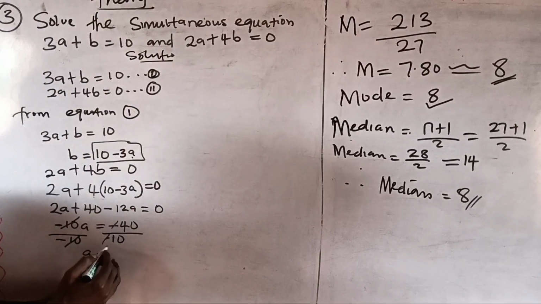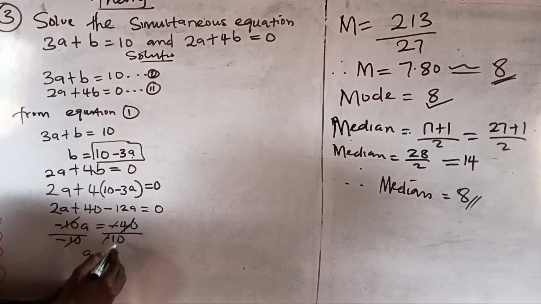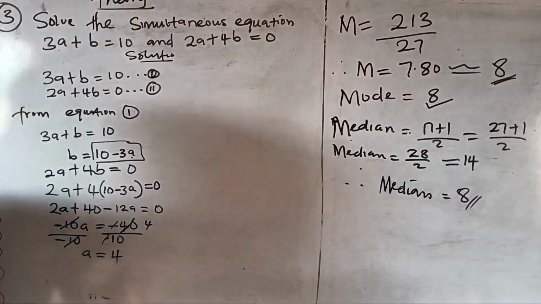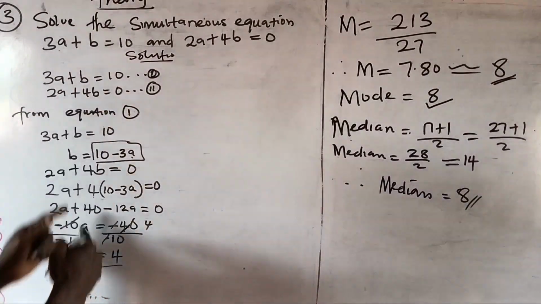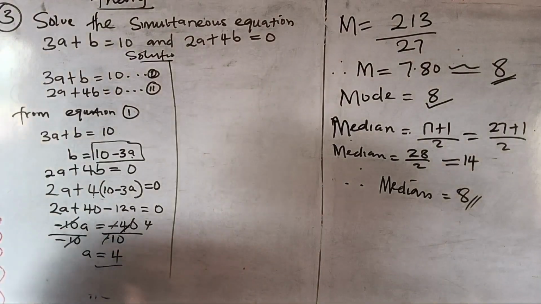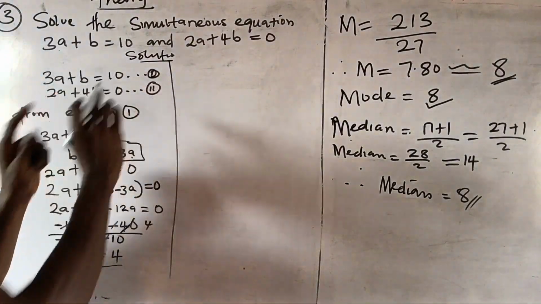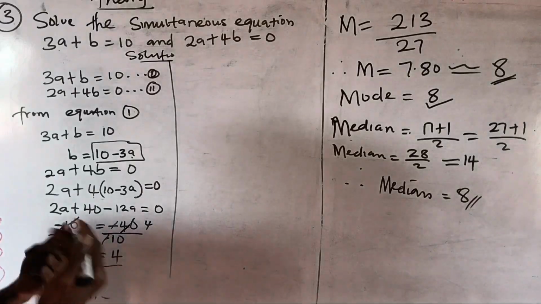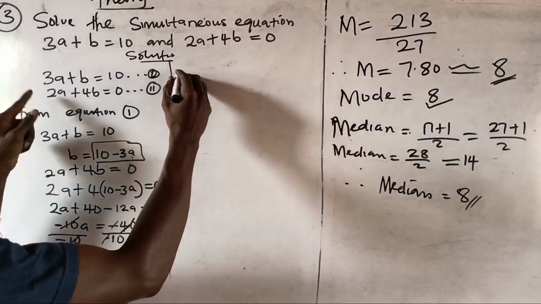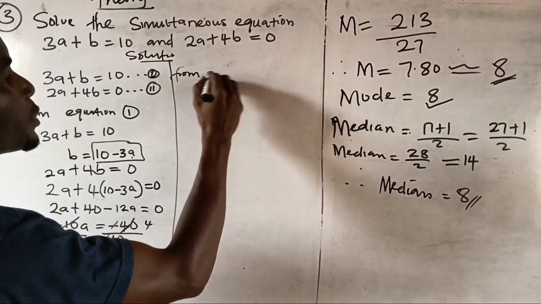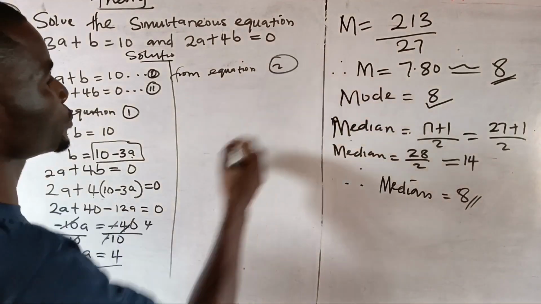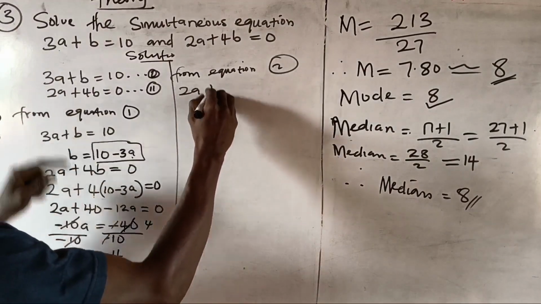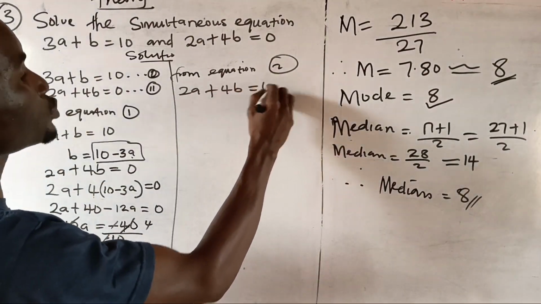This minus cancels minus. How many 10s can I see in 40? I'm going to see 4. So my answer is 4. a is equal to 4. Now let's check for b to know the second unknown. I can pick any of these equations and I'm going to get my b. So let me pick from equation 2. So equation 2 is 2a plus 4b equals 0.